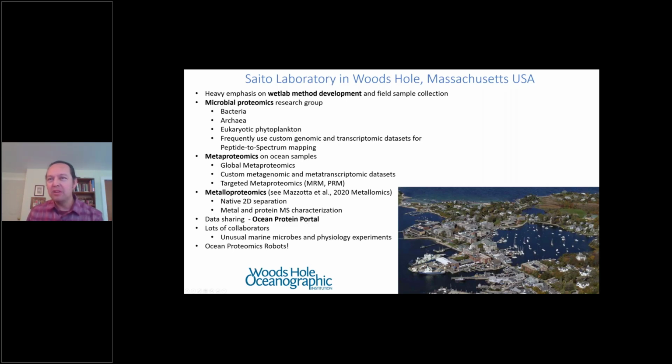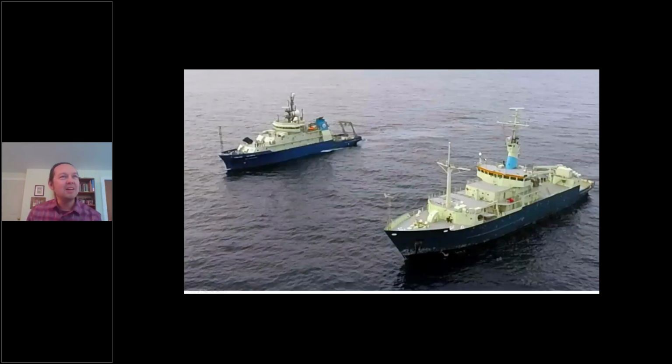And here's just a picture of Woods Hole. If you haven't been here before, it's on Cape Cod, Massachusetts, US. So I often get asked in these ASMS type talks if we go out on the oceans, and so yes, we do go out. Here's a picture of two of the ships that Woods Hole has run over the years. This is the Neil Armstrong and the Knorr, which has now been replaced. Yes, we go to sea often from 2 weeks to 70 days all over the world.